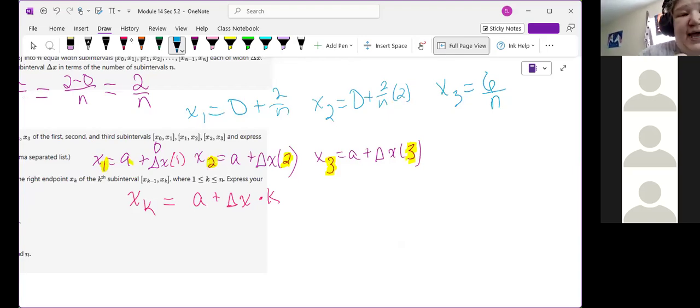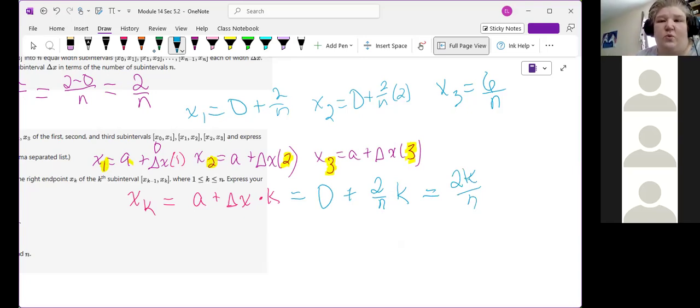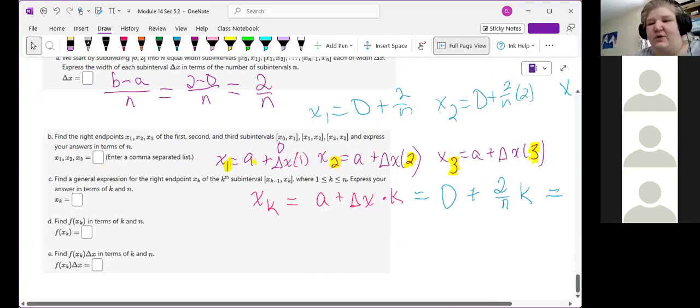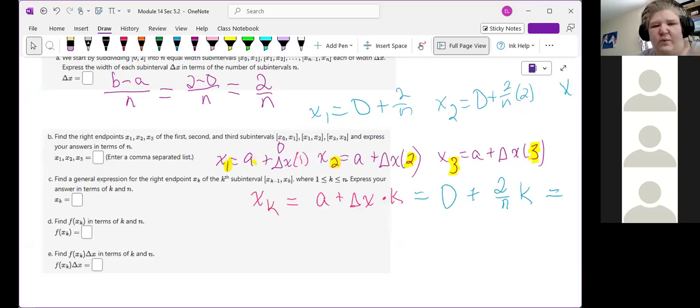So down here for my k formula, if I actually substitute in the things I know, 0 plus 2 over n times k, then I'm just going to get 2k over n, or you can leave it as 2 over n times k. Either way works. But there's what they want to see in the list part and then what they want to see in the general terms. We're not actually going to do anything with the list part, but for some people, going through and figuring out those endpoints helps them see the pattern.